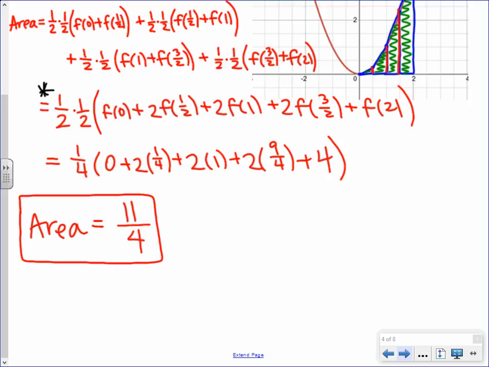I promise you, you will have at least one trapezoid question on your AP test, which means on your final, you're going to have to do trapezoids for sure.